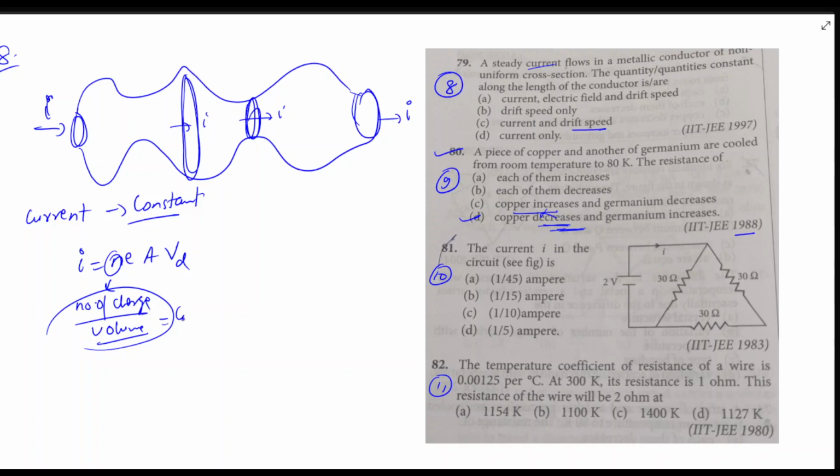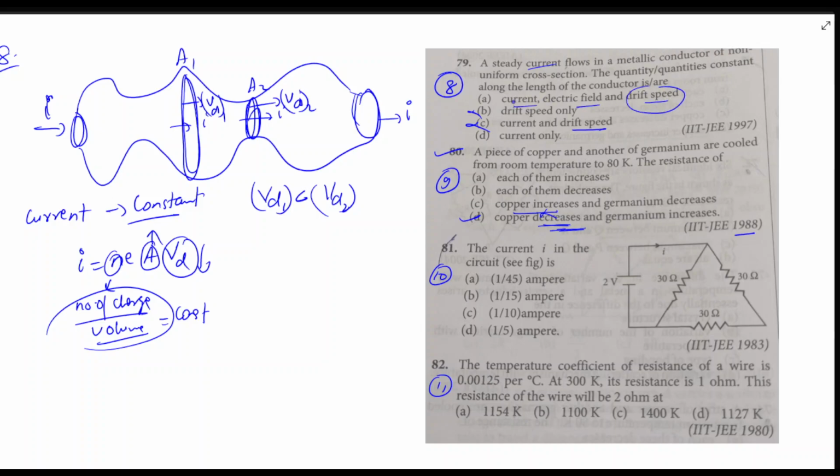So what happens is, if A increases, drift velocity should decrease. Let's say this is area A1, this is area A2, and we have drift velocity v_d1 here and v_d2 here. As A1 is more, v_d1 should be less than v_d2. So drift velocity will change. So option C is wrong, right? Drift velocity will not remain the same. Current, electric field, and drift speed: again, this option is wrong.